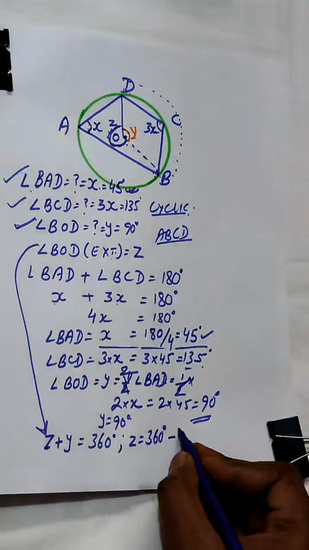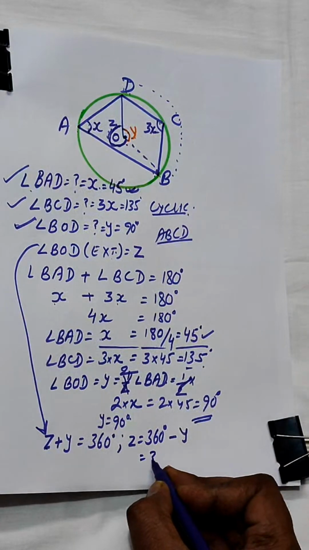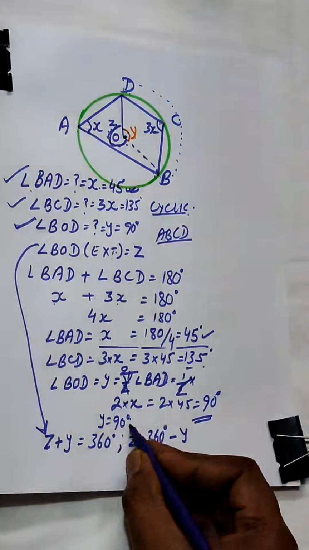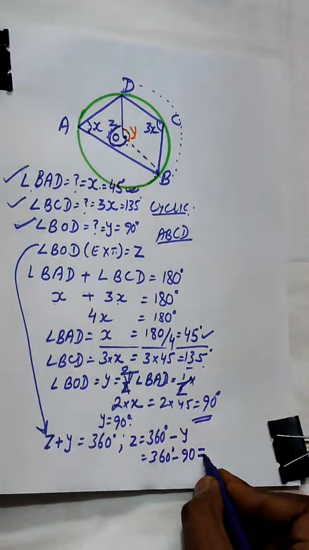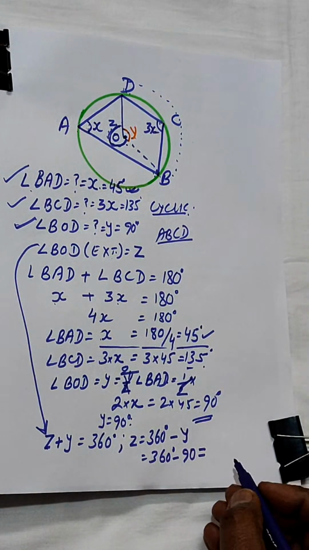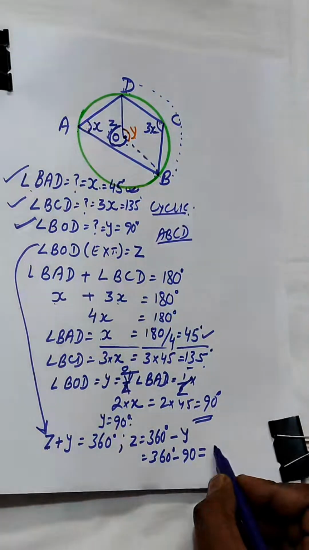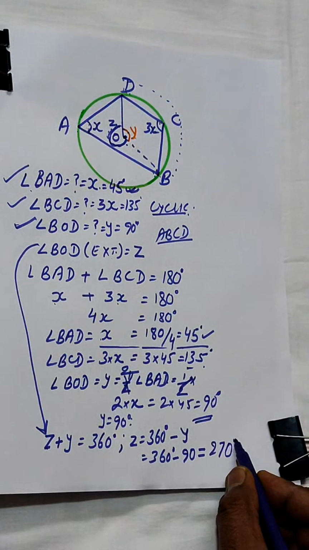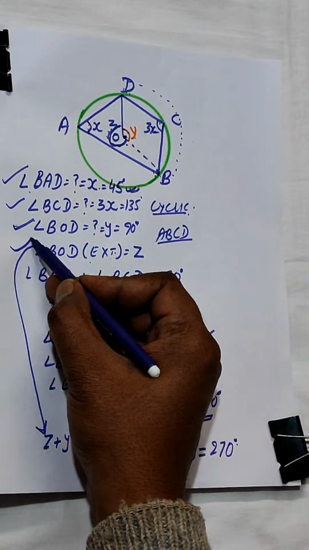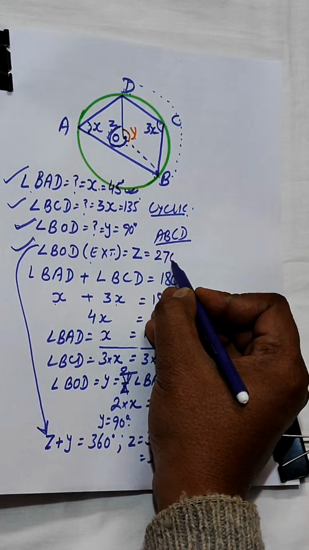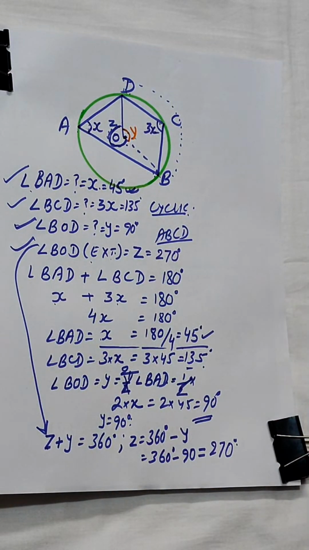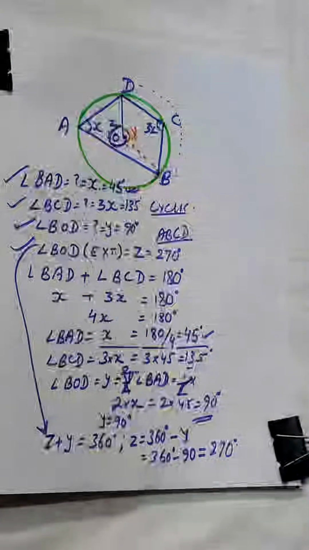What is the value of Y? It's calculated as 90. So 360 minus 90, you are getting the value as 270 degree. So this is also calculated, the last part of our question, that is 270 degree. Right, students? So in this way, we can solve such questions.